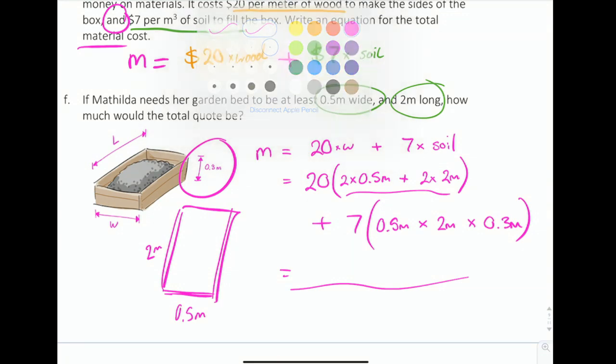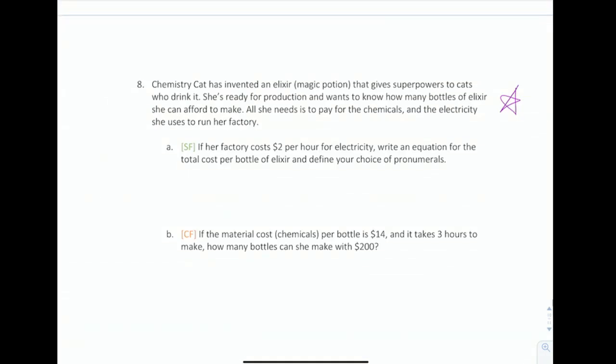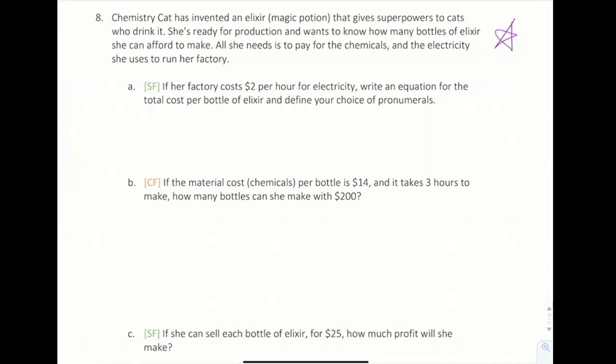I think I skipped over somebody else's question. Oh, yes. Before we lose power, I did say that I would try and do this question here for Sophia. All she needs to do is pay for her chemicals and the electricity costs she uses to run her factory. If the factory costs $2 per hour for electricity, so that sounds like 2 times the hours that she's using it for, write an equation for the total cost of a bottle of elixir and define your choice of pronumerals.